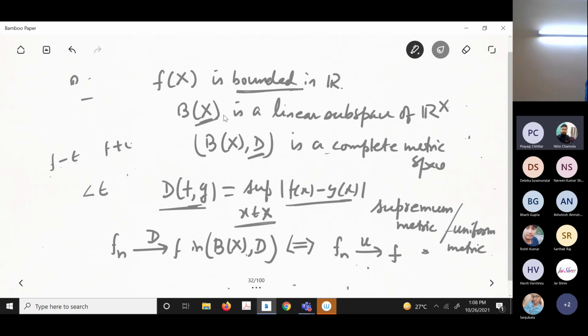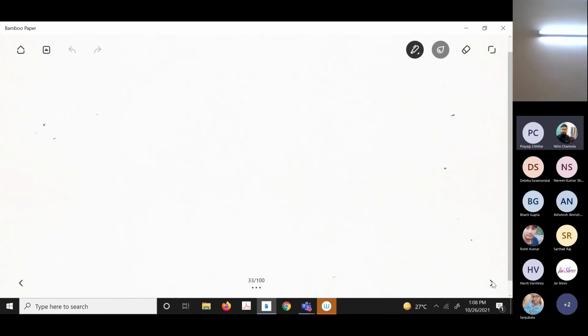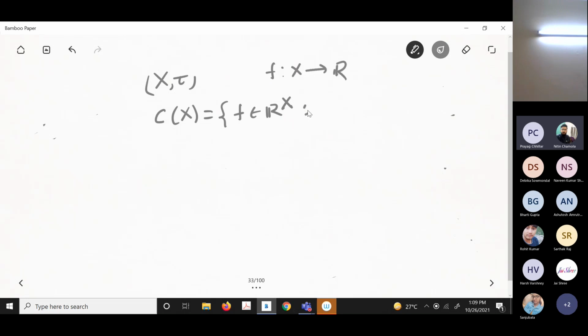Now, suppose you have a topology. Suppose (X, tau) is a topological space. Then I can talk about C(X). C(X) is this: f belongs to R to the power X, that means f is a function from X to R, and f is continuous.